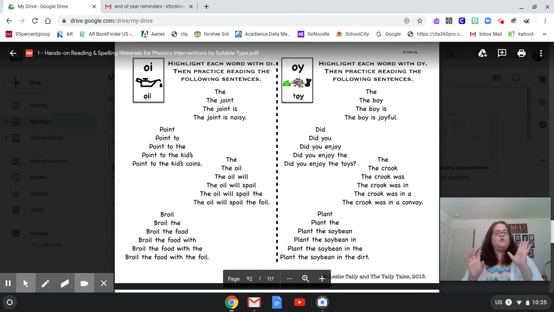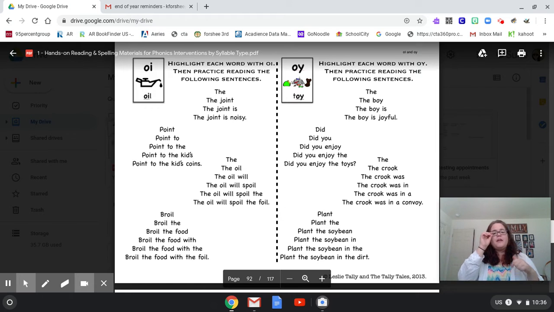So even though OY is at the end, it could be the end of a syllable within the middle of the word. So you really need to break apart a word if it's multisyllabic and see where within that syllable you hear the oi sound, because that's going to help you figure out how to spell it.